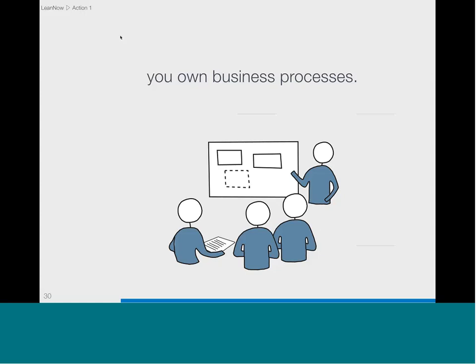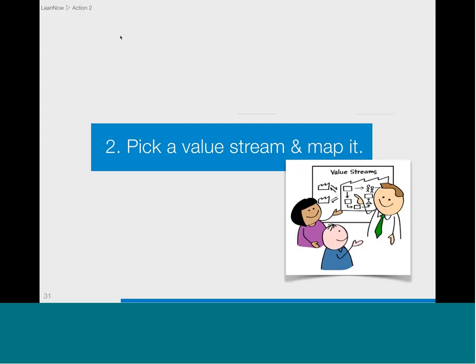The next step is pick a value stream and map it. Organizations generally have many value streams that they could map. As well as that, there are also core processes, these internal processes like running payroll, for example, that this could be applied to. We encourage people to look at value streams and not their other core processes. But either way, they have to pick one and start there.